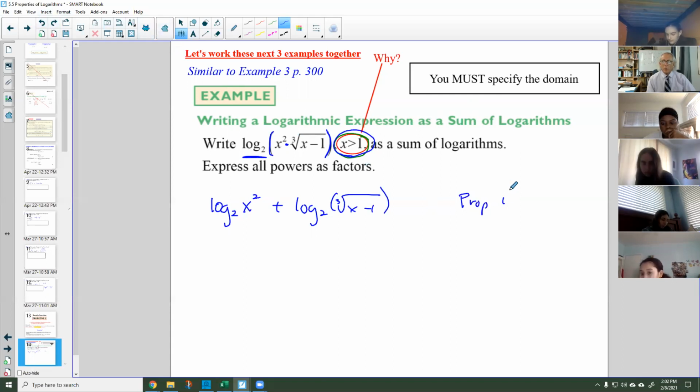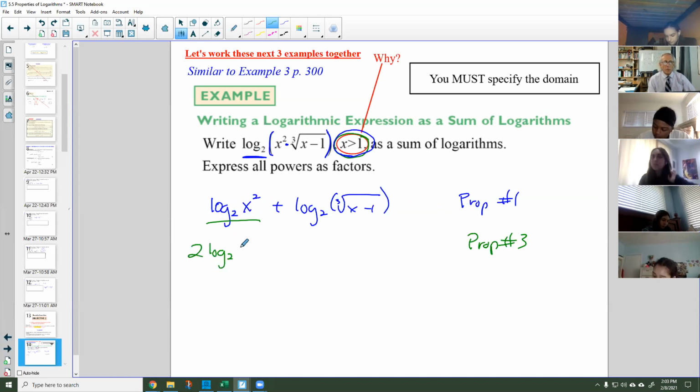Property number 1. Well, I'm not done. I want to expand it out as far as I can. So I'm looking at this logarithm right here, and I can think of, well, I'm going to use property number 3 and expand that into 2 log base 2 of x.